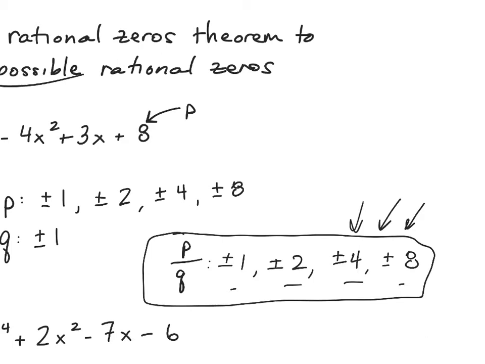And we're going to learn here in a second what to do next. Once we have a list of possible zeros, what's our next step? We'll talk about that in a second.